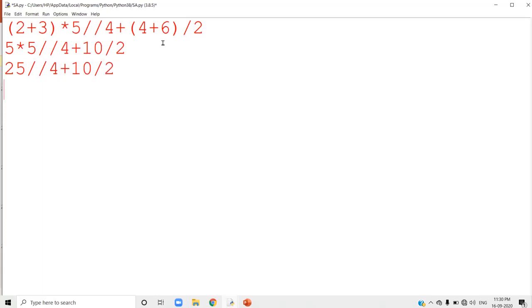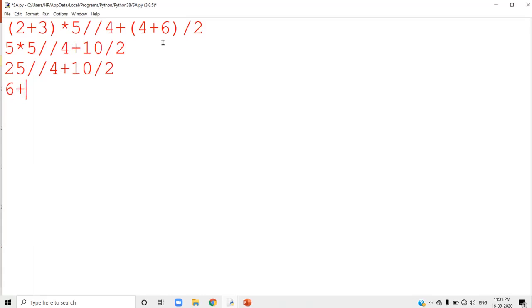Now, here we have integer division, plus, and the division operator. Integer division and the division operator have the same precedence, so they are evaluated from left to right. The leftmost operator is 25 integer division 4. Integer division will take only the quotient part, the whole number part. So 25 divided by 4: 5 fours are 20, 6 fours are 24. So we take the quotient as 6.